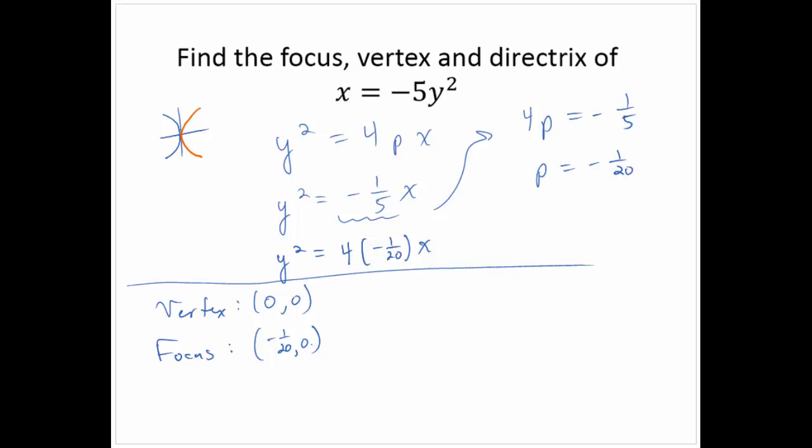The directrix would then be x equals positive 1/20. All right, so basically what we're saying here is we have a directrix at x equals 1/20, and we have a focus at the point (negative 1/20, 0).